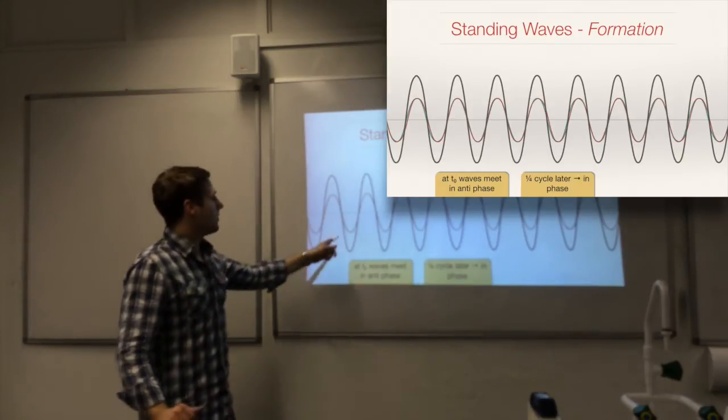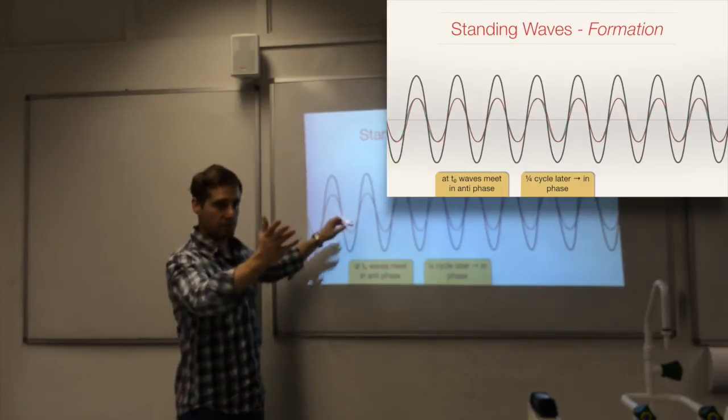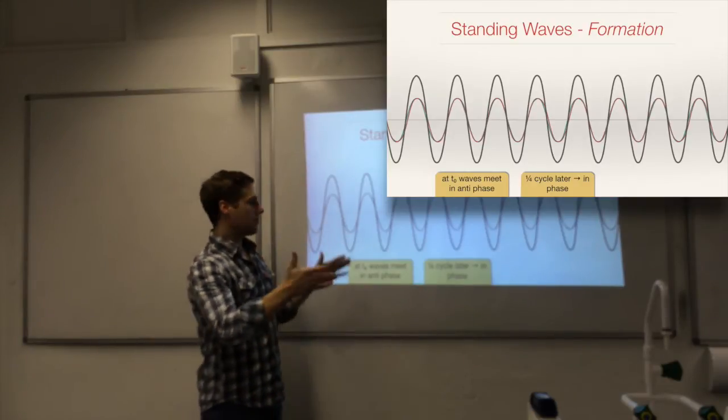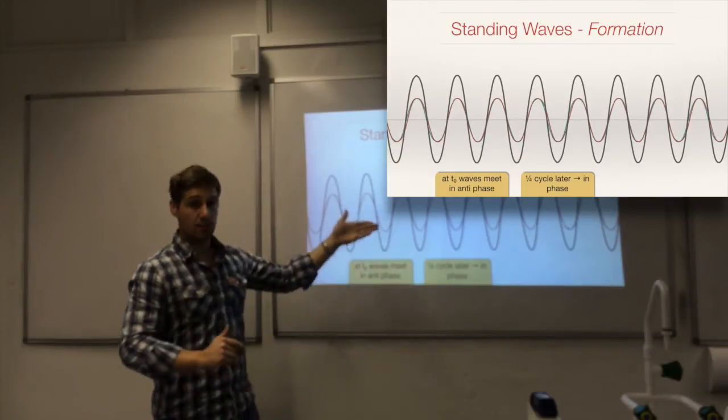And you'll see that these points of zero displacement are important for later on. We'll see that these are called nodes, but it's still constructive interference. It's a 0 plus a 0.